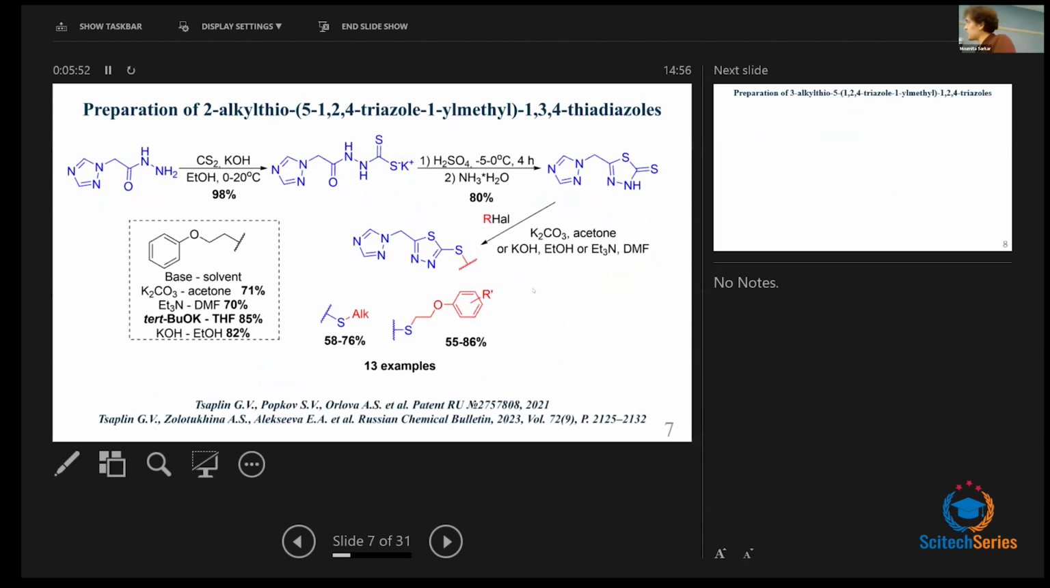Next interesting block was thiadiazoles. The synthetic route was similar. At the first stage, we synthesize some salt, then condensate it in the sulfuric acid presence to thiadiazole, then alkylation process. In a lot of systems, for example, not only triethylamine, DMF, for example, sodium carbonate, acetone, and some others.